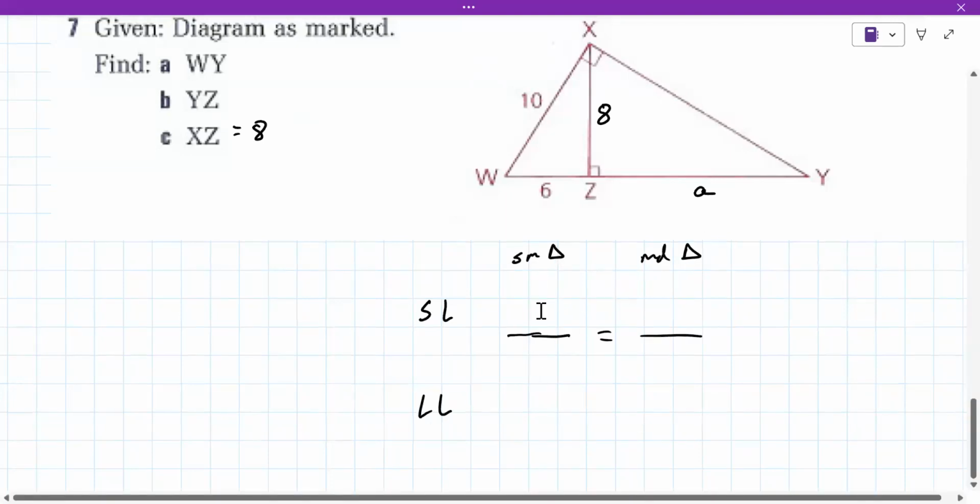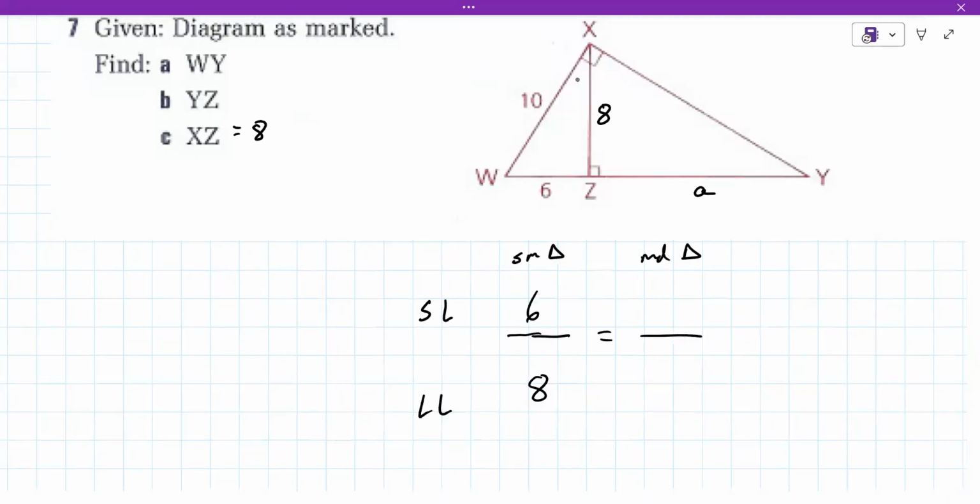Like we're gonna put the short leg and long leg over here, which is the stuff that you're saying, the side lengths, but the letters could change in all the problems. 6 and 8, and then A is down here, 8 is here.